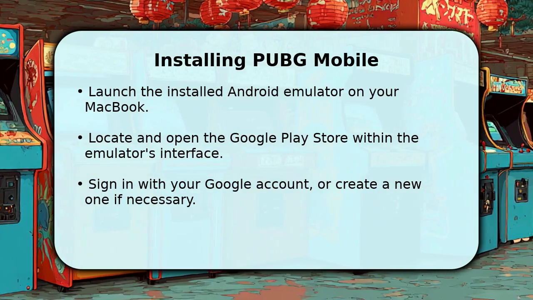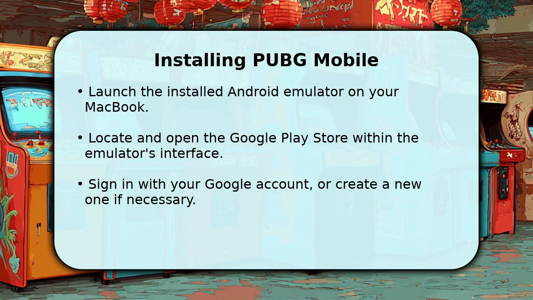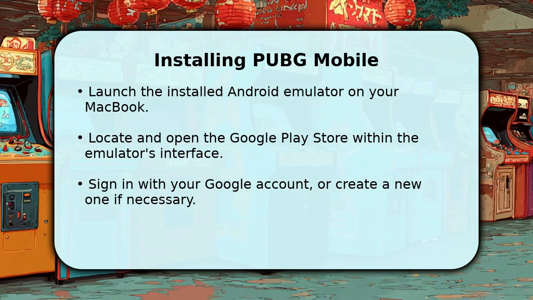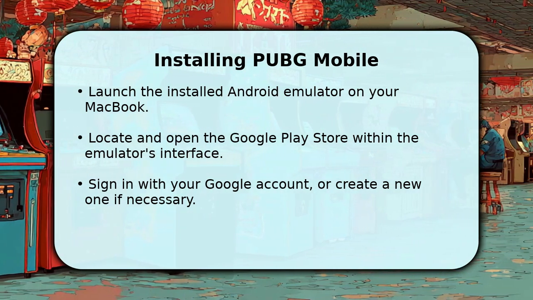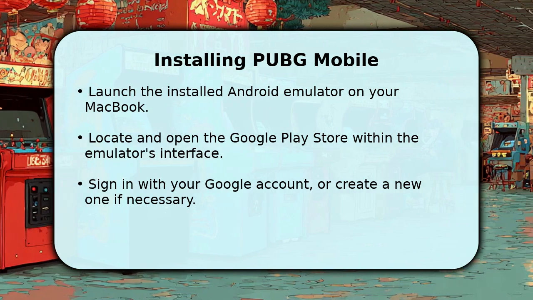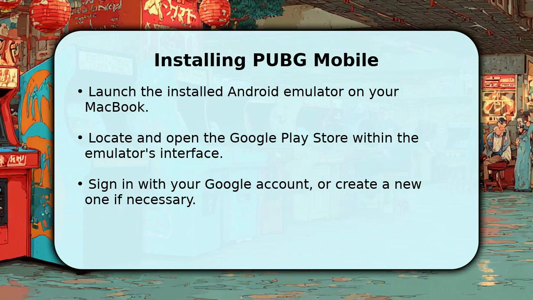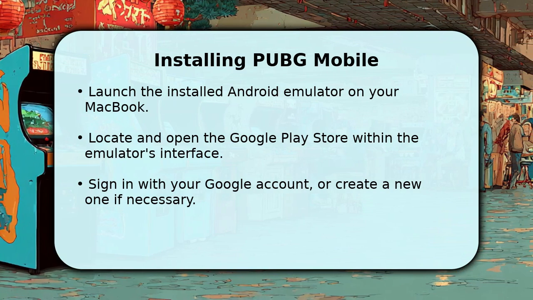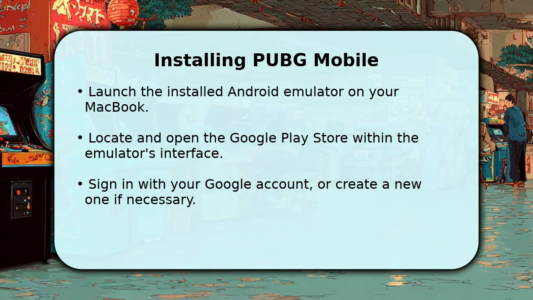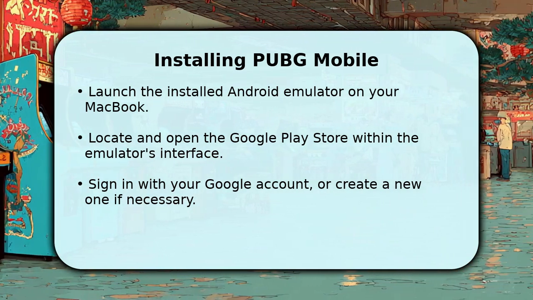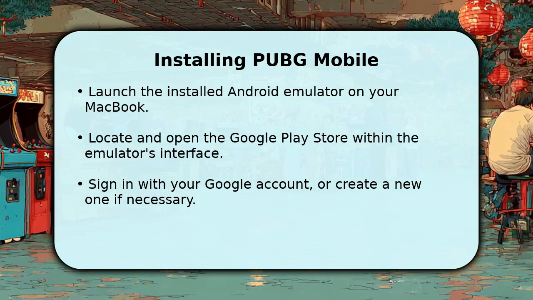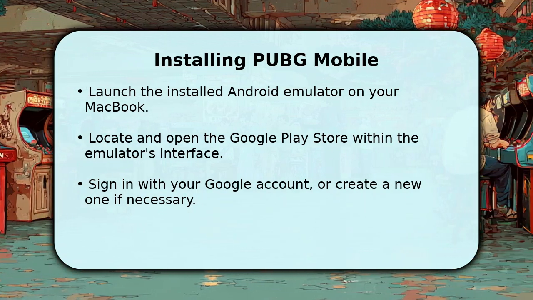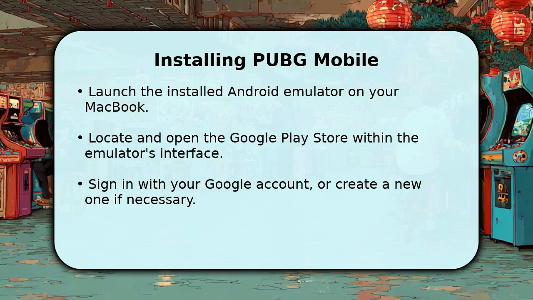With your emulator successfully installed, open it to access the virtual Android environment. You will see a familiar interface that resembles an Android tablet. Find and click on the Google Play Store icon. You will be prompted to sign in with your existing Google account or create a new one. This is essential for downloading apps. Once signed in, search for PUBG Mobile in the store and click Install. The game file size is usually around 2 gigabytes, so prepare for a short download time.